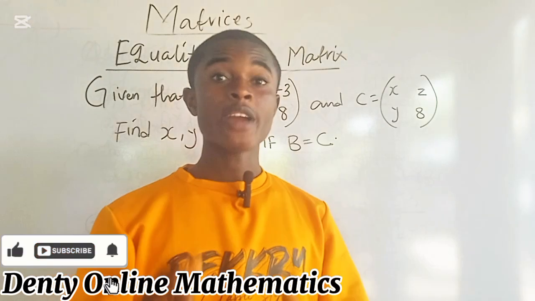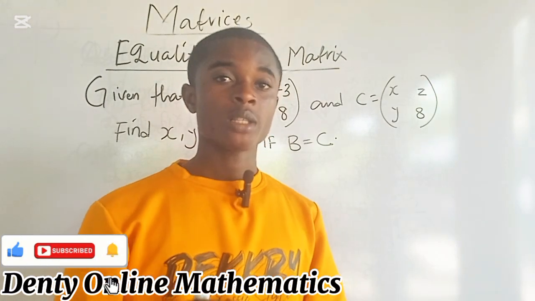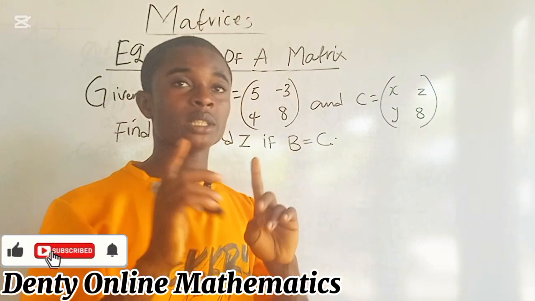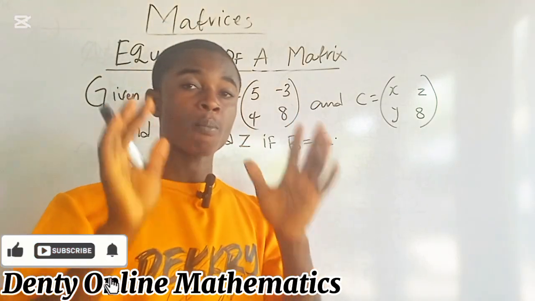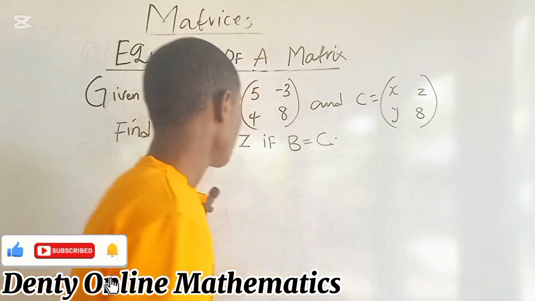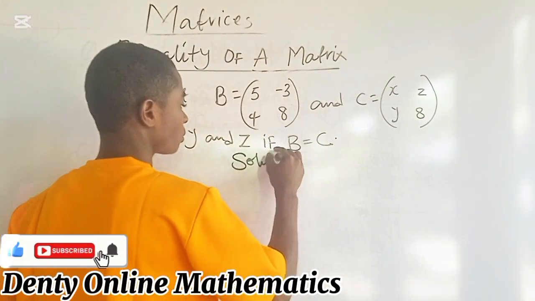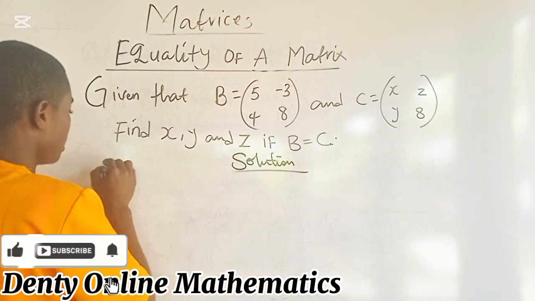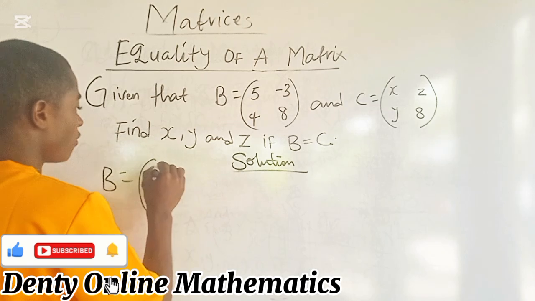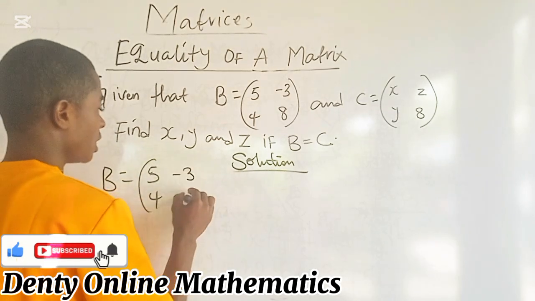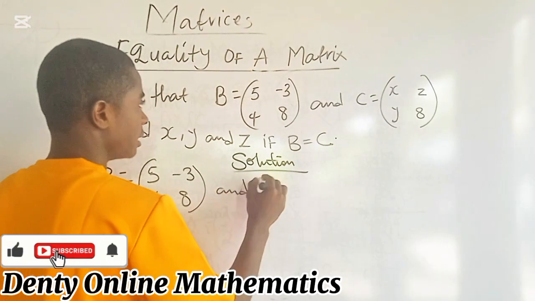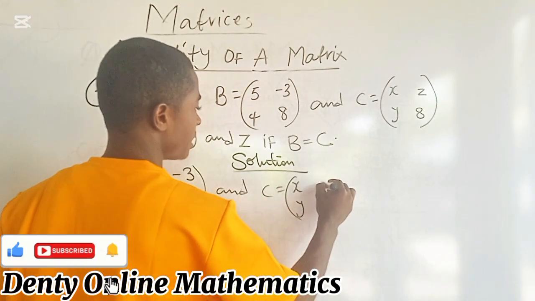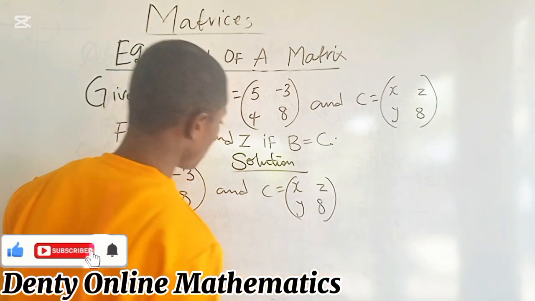Now, this is very, very simple. Just as I said in our previous class, for two matrices to be equal, the order of the matrices must be the same. You get? So, here's the solution to this problem. We have B equal to 5, 4, minus 3, and 8. And matrix C is equal to X, Y, Z, 8 also.